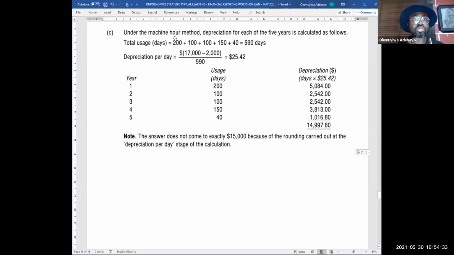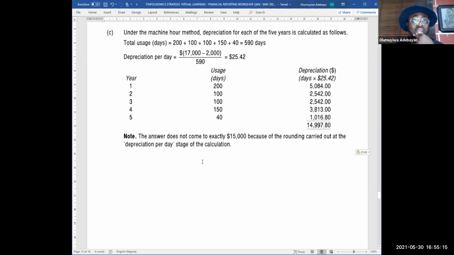The total usage over 5 years is 590 days, which then means that the depreciation rate per day, since you use days to measure it, is your depreciable amount of 15,000, which is the difference between 17,000 and 2,000, divided by 590 days, which means each day costs $25.42. And you now apply it on all of these days to arrive at your depreciable amount. Subject to rounding error, this will have been 15,000. If you use Excel, you get it to the last digits.